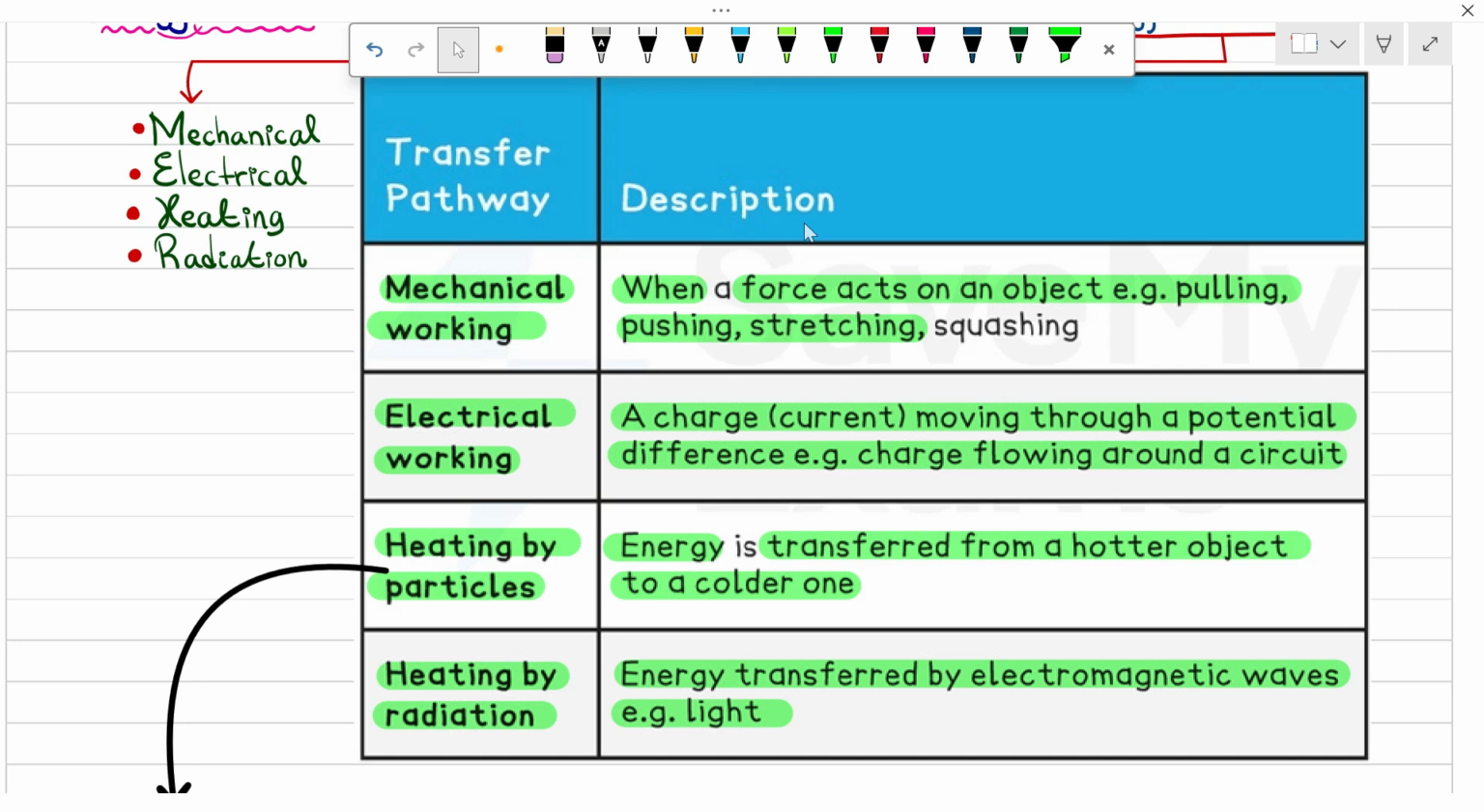Heating by particles. Energy is transferred from a hotter to a colder object, usually in conduction or convection. Heating by radiation. Energy is transferred by electromagnetic waves. So electromagnetic transverse waves transfer energy through radiation. Actually, all waves in the electromagnetic spectrum, including microwaves, radio waves, visible light, gamma rays, X-rays, they all transfer energy as transverse waves.